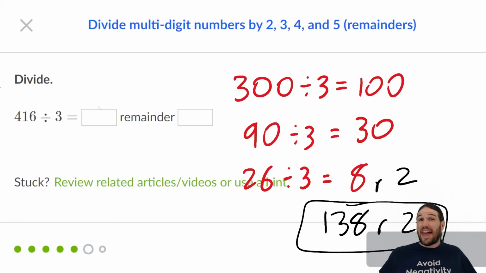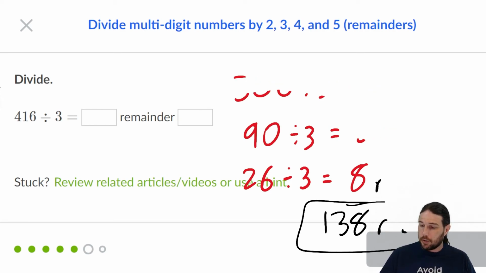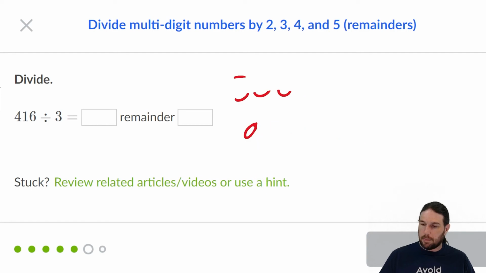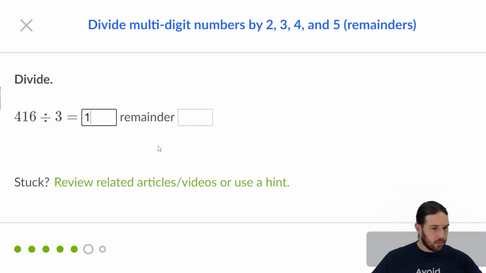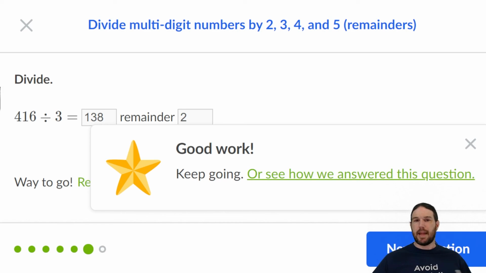So I guess that is how the folks in the previous problems came up with the area models they did. They just sort of said, oh, well, this number I know is divisible by 3, and I can subtract it out and get smaller and smaller numbers until I eventually find something that I recognize. So maybe there is something to this technique after all. Our answer is 138, remainder 2, assuming I didn't screw anything up. I did not. Excellent. Moving on.